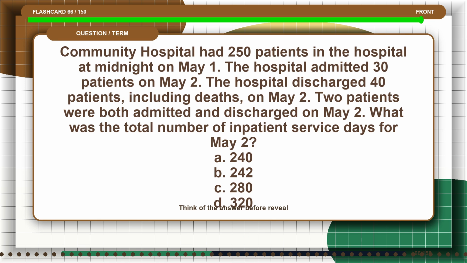Flashcard 66. Community hospital had 250 patients in the hospital at midnight on May 1. The hospital admitted 30 patients on May 2. The hospital discharged 40 patients, including deaths, on May 2. 2 patients were both admitted and discharged on May 2. What was the total number of inpatient service days for May 2? A. 240, B. 242, C. 280, D. 320. Think of the answer before the reveal.